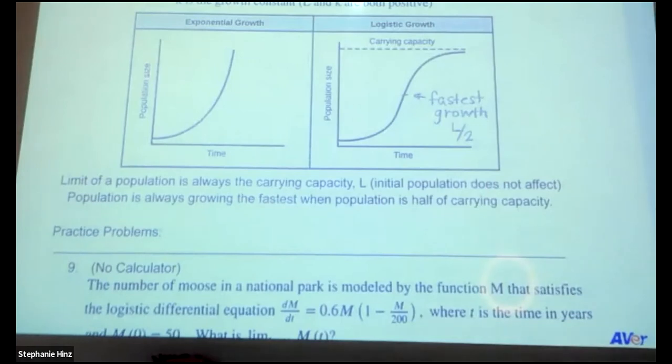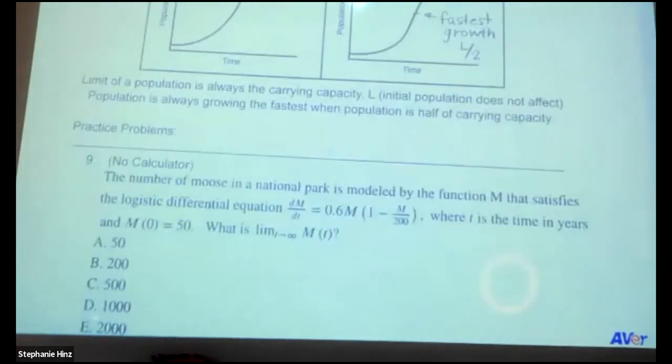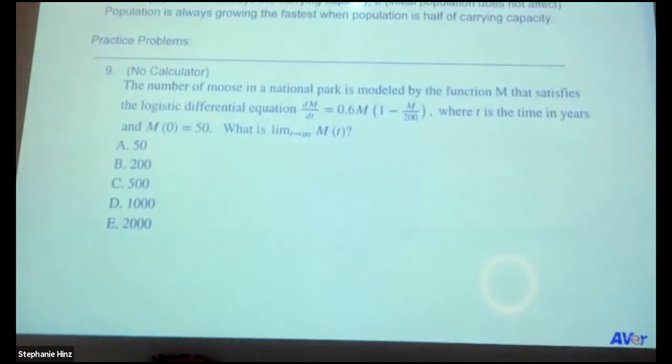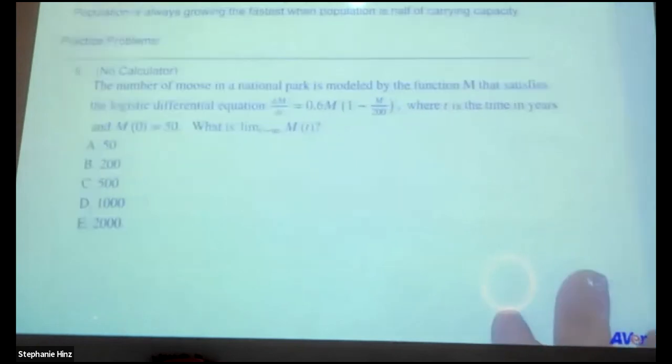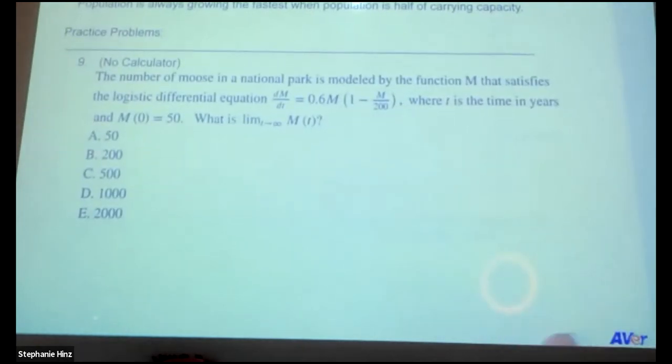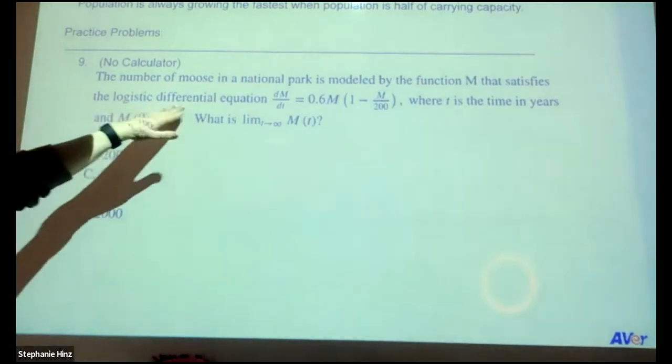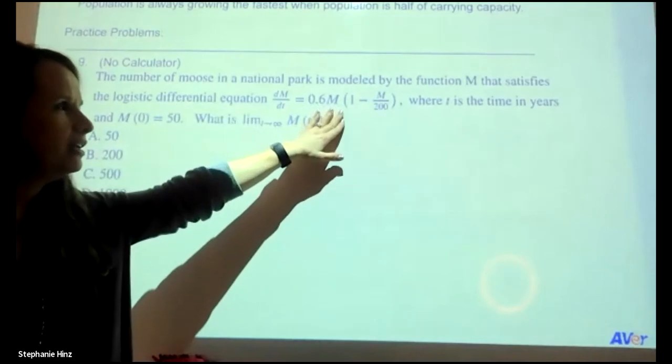So I'm going to talk to you about the types of questions you might see. They are somewhat limited. They don't ask a great deal of things, but I want to pay attention to the ones that you may see. The number of moose in a national park is modeled by the function M that satisfies the logistic differential equation, and there you have it.